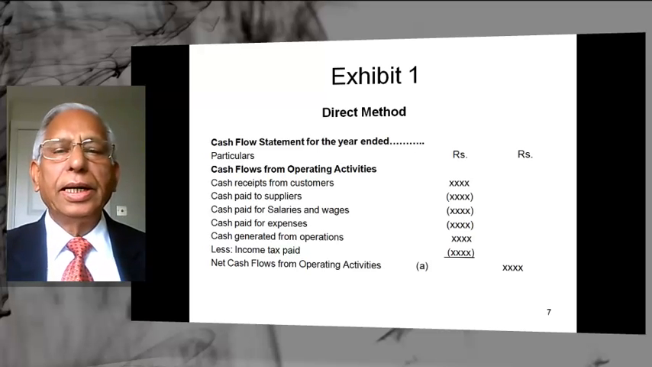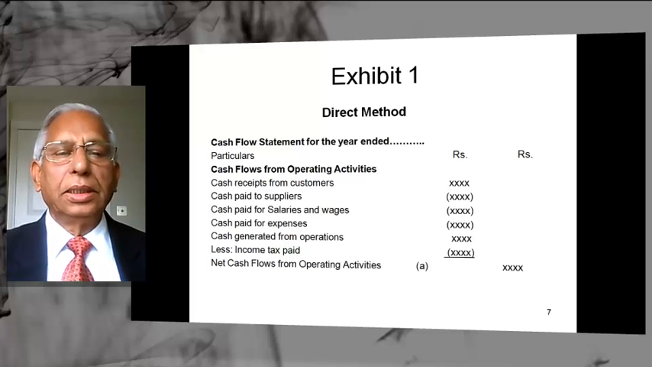The important items appearing here under the heading cash flows from operating activities are: number 1, cash receipt from customers; number 2, cash paid to suppliers. Any item which is resulting in the inflow of cash, that is shown out of the bracket.